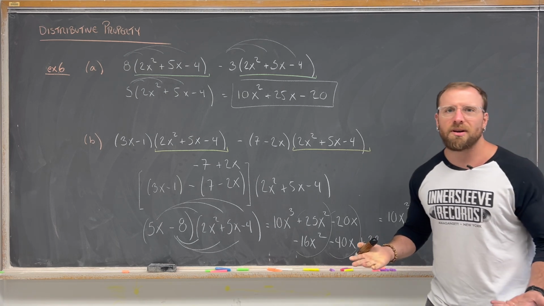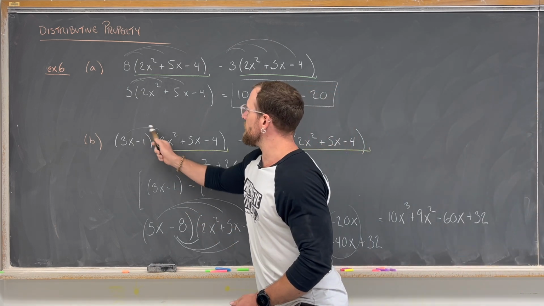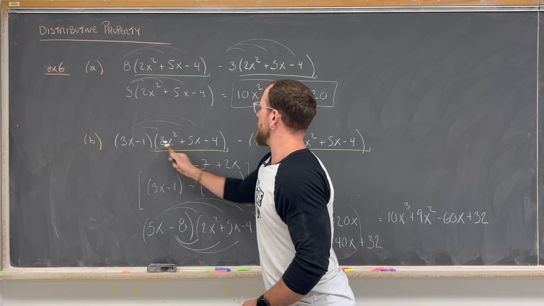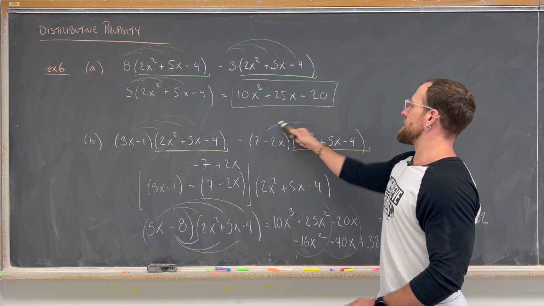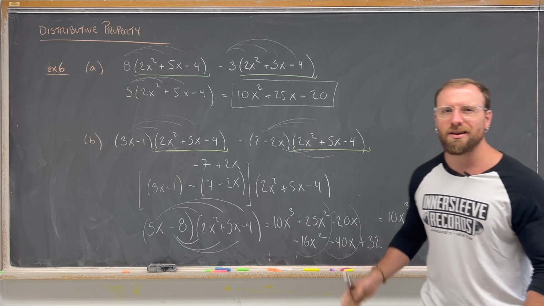So that's a sort of slick way that you could handle this. Of course, you'd get the same answer if you did all of these 6 multiplications and all of these 6 multiplications, and then you combine your similar terms. You'd end up with the same exact answer. This is just another way to do it.